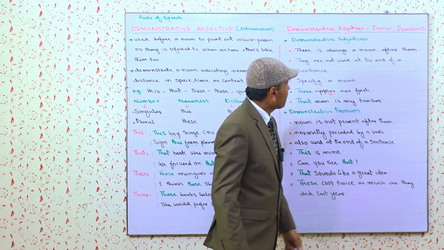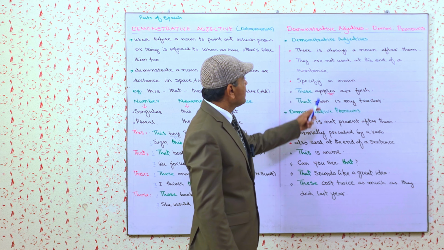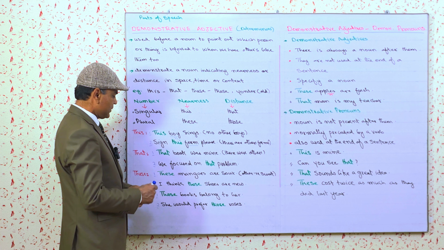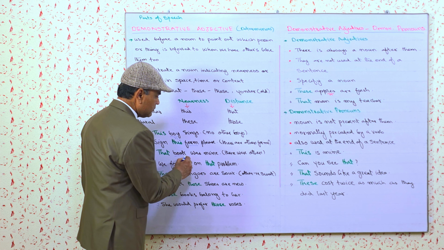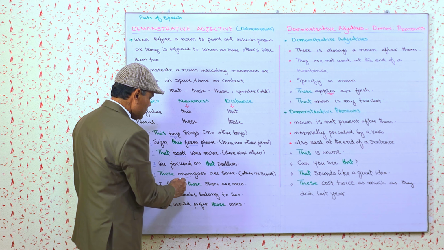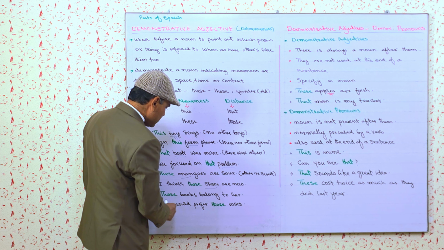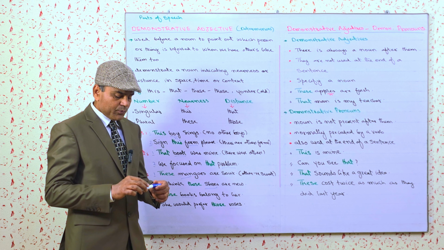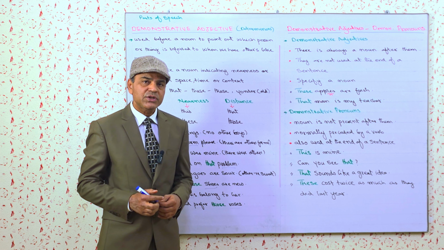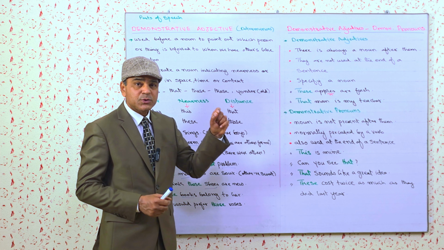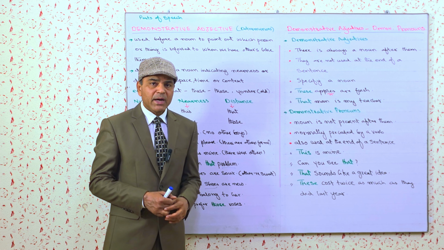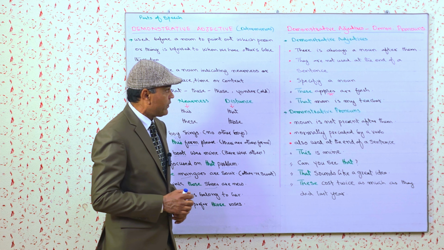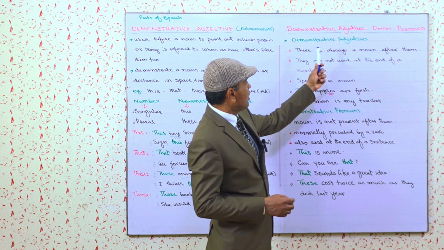Demonstrative adjectives, point number one: there is always a noun after them. If you see in all these examples, you have nouns like book, problem, mangoes, shoes, books and roses. In all these examples, after the demonstrative adjectives, we have a noun. That is the first point we have to bear in mind to determine whether the word is a demonstrative pronoun or a demonstrative adjective. So the first point is, we always have a noun after them.